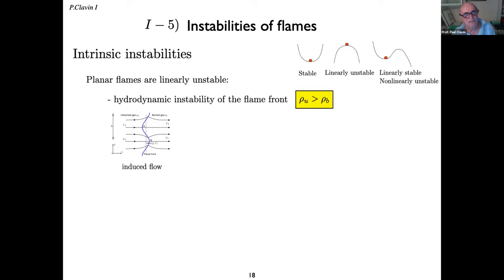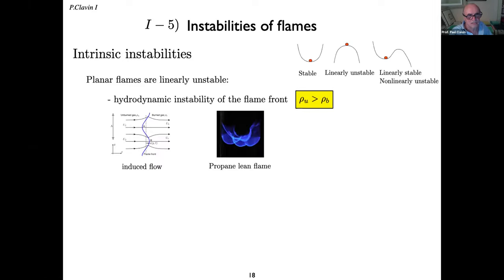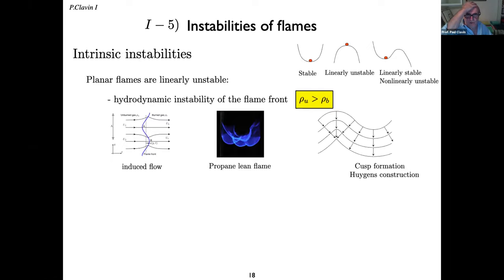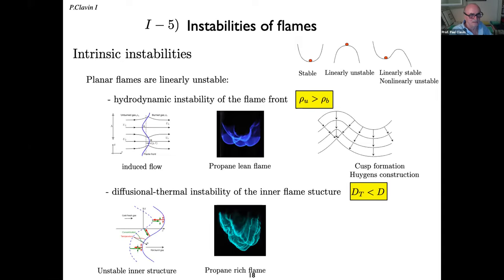And this natural instability has been discovered by Darrieus and Landau in the middle of the 20th century. It is due to the fact that there is a difference of density between the unburned, fresh mixture, rho u, which is larger than the burned gas density. And this is going to produce and induce a flow as soon as the front is wrinkling, and this induced flow is going to amplify the initial wrinkle. This is observed in a propane lean flame in this photograph. And this leads to cusp formation when you follow the Huygens construction. I will come back to this topic. There is another instability, a diffusion instability, which has nothing to do with this hydrodynamic instability.